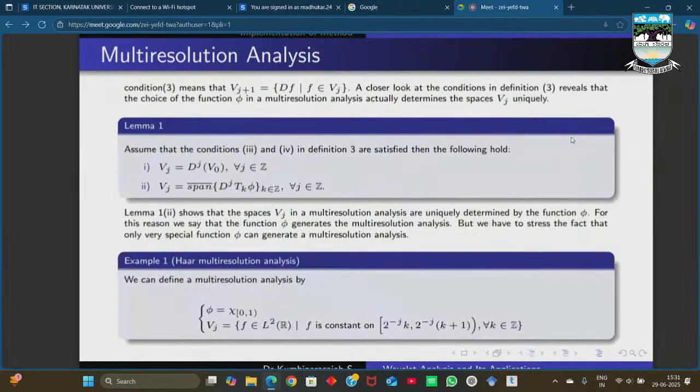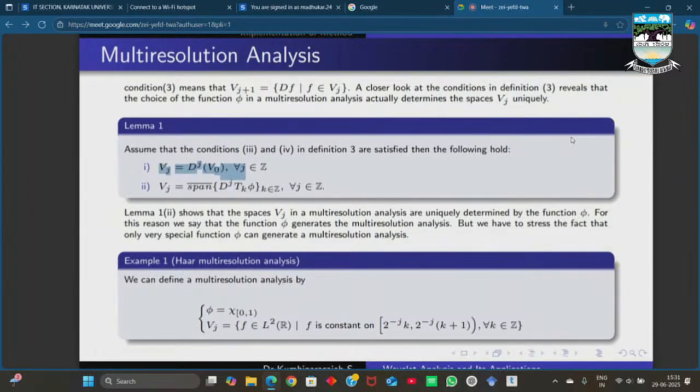Here Lemma 1 says, and this is going to repeat what I just said: if in the multi-resolution analysis definition, the third and fourth properties are satisfied in Definition 3, then the following property definitely holds. What is that property? As I already told, if I know V0, then immediately I can create V1, next V2, next V3. Similarly, in general, by knowing the V0 space, we can create whatever subspaces we require, either Vj plus 1 and so on. That's what the first one says.